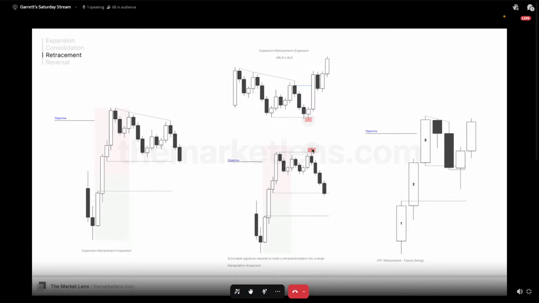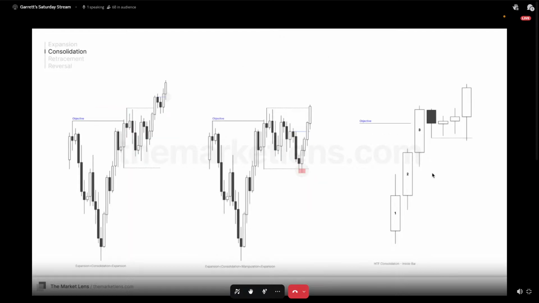And just because we have this manipulation here doesn't mean we're going to go to the range low. That doesn't mean that this range can't still hold. So that's another misconception that a lot of people have. So what is a higher time frame signature for expansion?